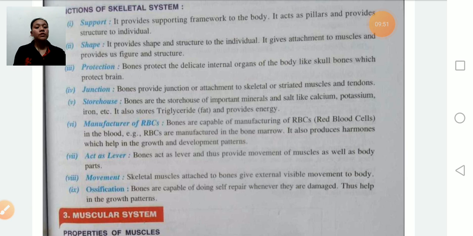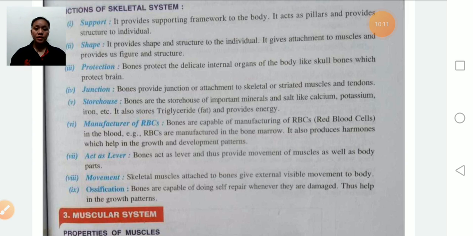Bones act as a storehouse. Bone also acts as a storehouse, and it stores important mineral salts like calcium, potassium, iron, etc. Bone is made of calcium.